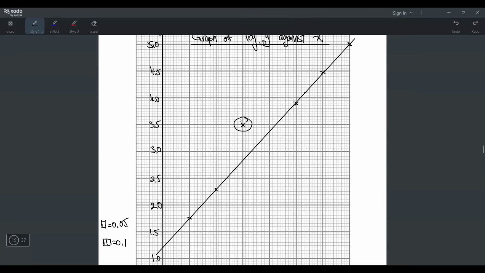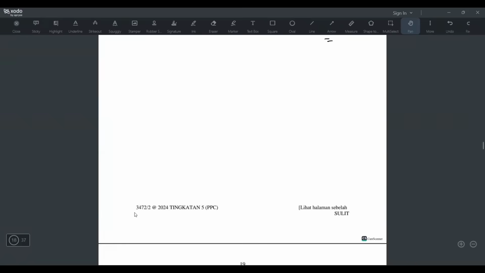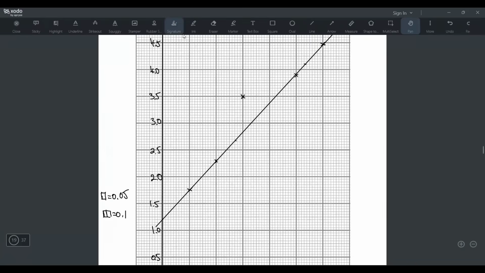Okay, why this point is so far away is because later when you do part B1, they said to find the correct value if one of the values has been wrongly recorded. So obviously this is the wrong value. And to get the correct value, we have to pull this point down here. That is the correct value, right? But that one later.